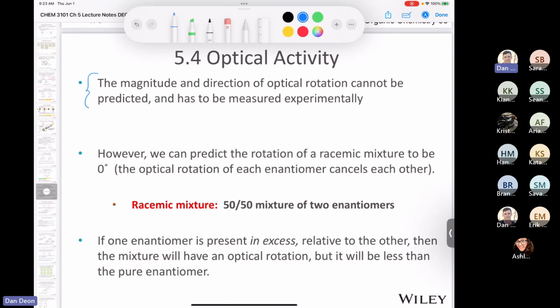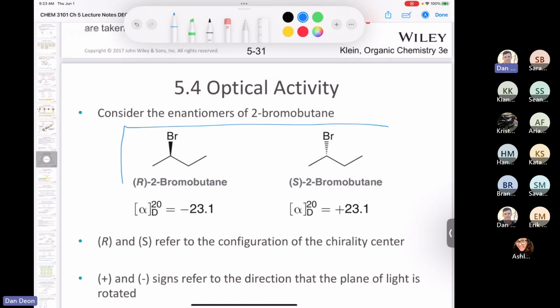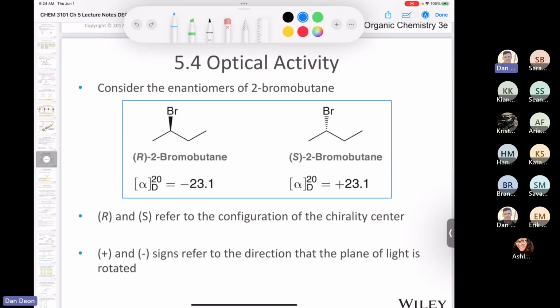The only thing that we can say for sure is if you have a racemic mixture. A racemic mixture is a 50-50 mixture of two enantiomers, R and S. So let's go back here. Let's imagine you had these two enantiomers. If you have a racemic mixture of these two enantiomers, how is it going to affect the rotation of plane polarized light? Well, one's going to rotate at negative 23.1, and the other one's going to rotate at positive 23.1. So what do they do to each other? Go with your gut. What are they going to do if they're equal and opposite? Starts with C, ends with ancel. That's right. They cancel each other out.